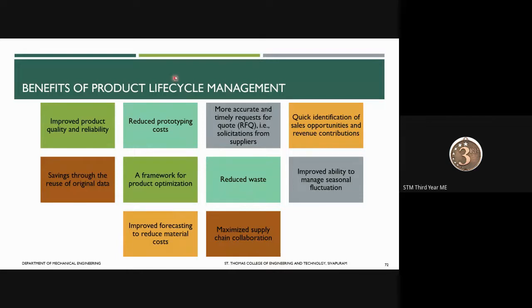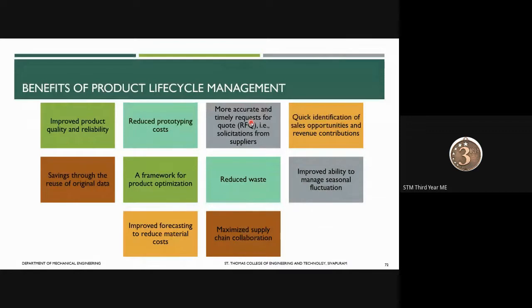Next one, more accurate and timely request for quote, that is solicitation from suppliers. Timely request in the sense there will always be orders, and the market may be replenished with that product on the basis of these orders. Orders will be coming in from time to time to the company, and this is because you are planning ahead to keep the market alive. We are planning ahead that the product must have such and such features, and it must attract the customer, so they will buy that product, and we can replenish the market with sufficient product. These all come under management of that forecast cycle.